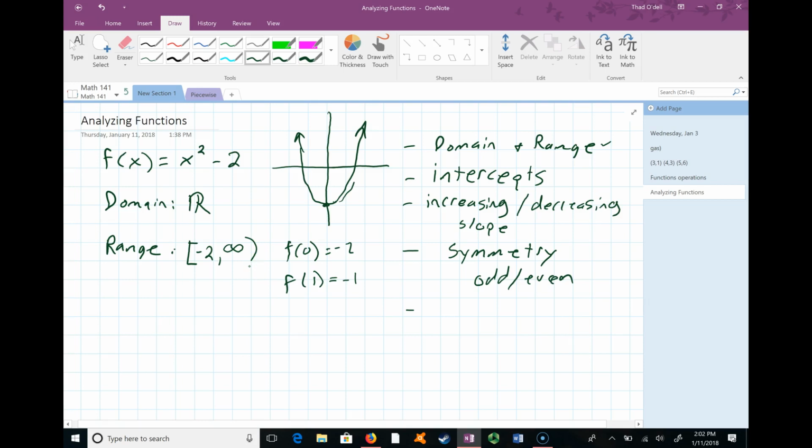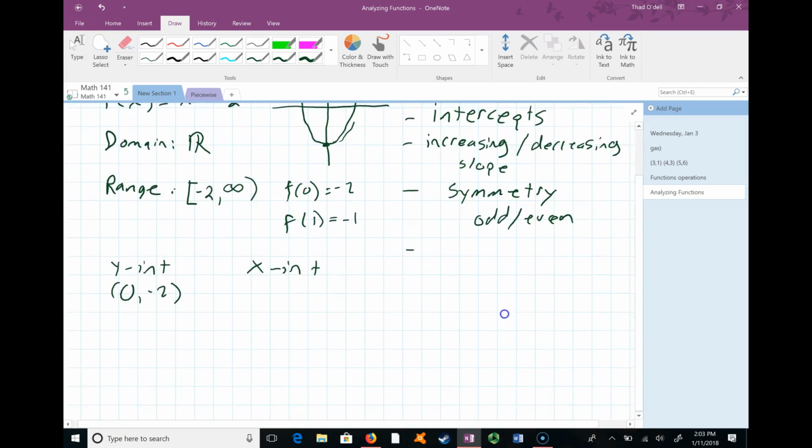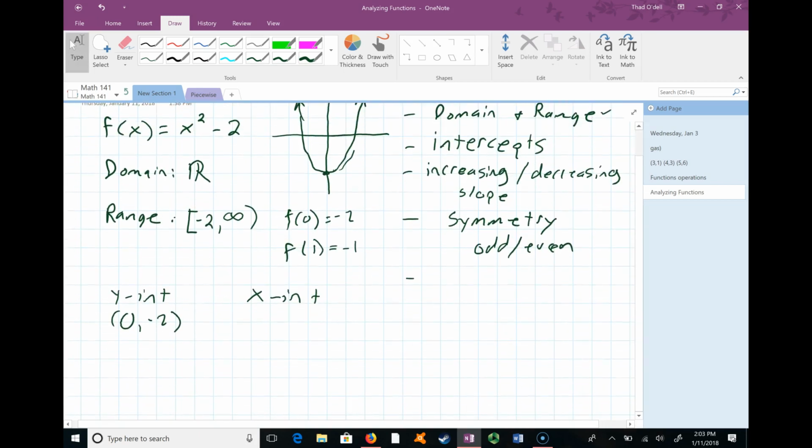The x and y intercepts. The y-intercept is pretty straightforward. You can see it sitting right there. It looks like it's 0, negative 2. The x-intercepts are a little bit harder to come by. They're going to make us work a little bit. The general rule when you're looking for intercepts: if you're looking for the y-intercept, you plug in 0 for x. If you're looking for the x-intercept, you plug in 0 for y.